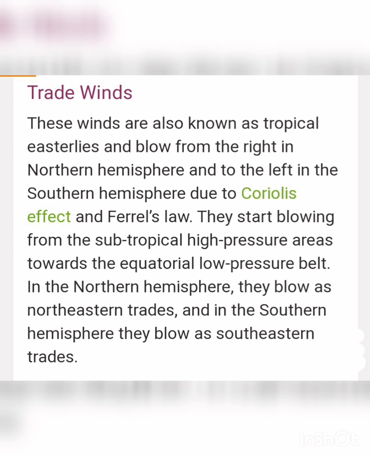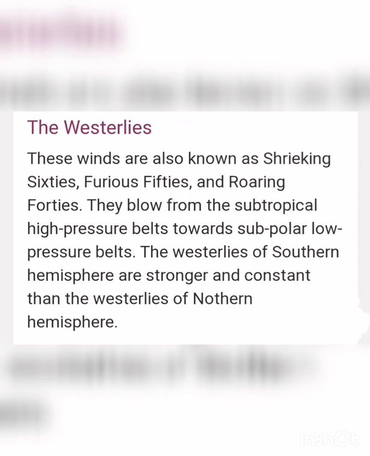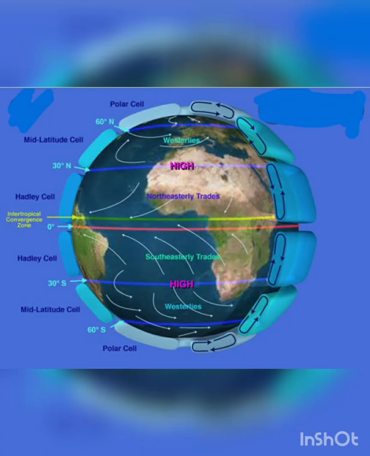So we'll be learning about the trade winds. The trade winds, as the name indicates, helped in the movement of ships in the subtropical regions. The westerlies are also known as the shrieking 60s, furious 50s, and roaring 40s. That is because of the latitude in which they exist, and the ferociousness of these winds has also given them these names. We'll also learn about the other winds called the easterlies. The easterlies are called easterlies because they always originate from the eastern side.